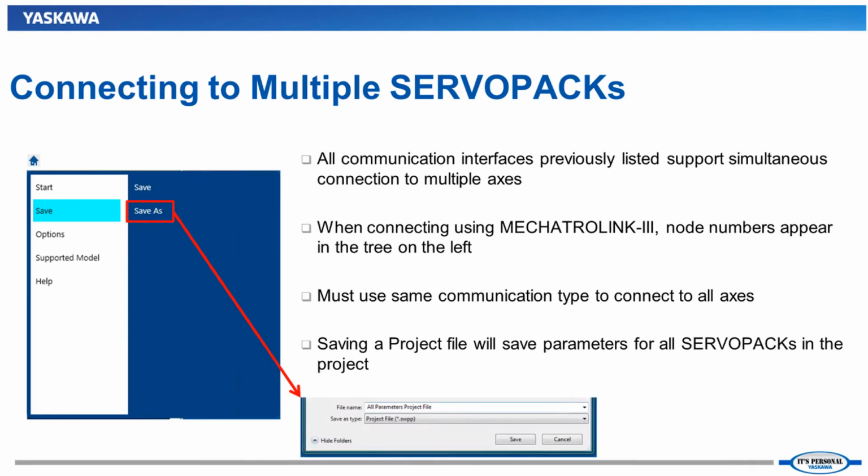As well as now we have a new feature. Instead of saving individual servo pack parameters, you can save a project file which will contain the parameters for all the servo packs on the project. So now instead of having, for a 4-axis machine, 4 separate parameter files, you now have one project file, which contains the parameters for all of your servo packs, which is pretty handy.